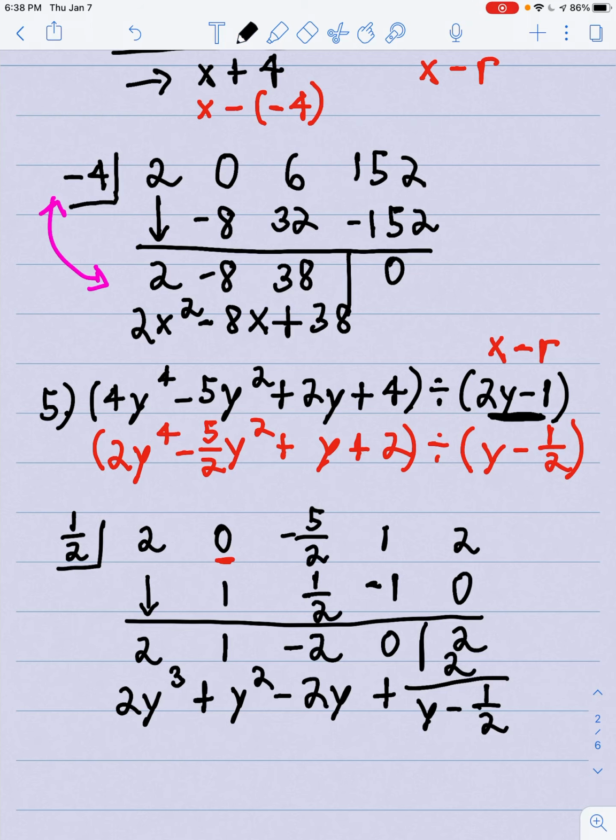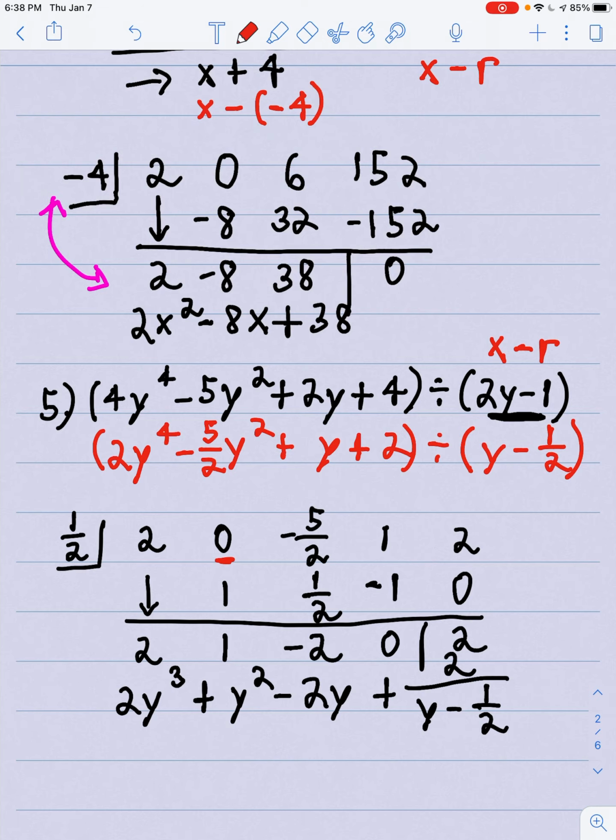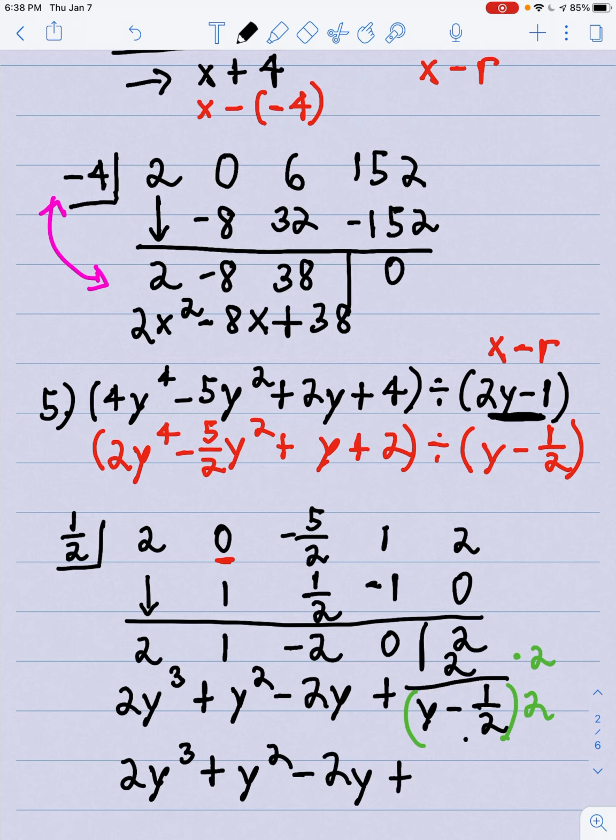The problem with that is we have a complex fraction, a fraction in which there are fractions in the numerator and denominator. So what I'm going to do is multiply the denominator by 2, which means I get to multiply the numerator by 2. So my final answer here will be 2y cubed plus y squared minus 2y plus 4 over 2y minus 1.